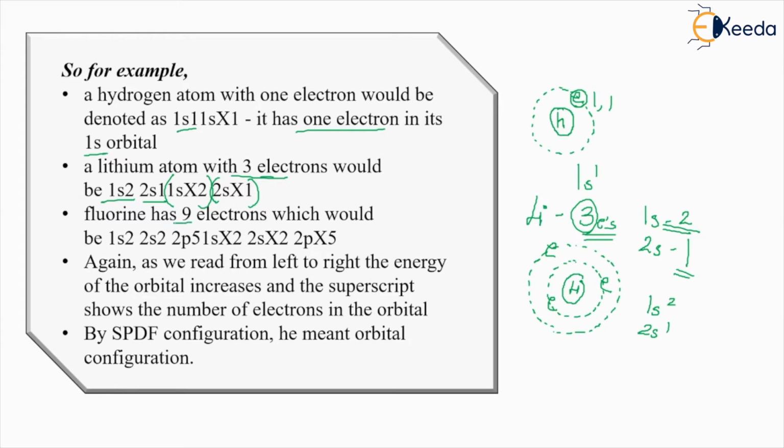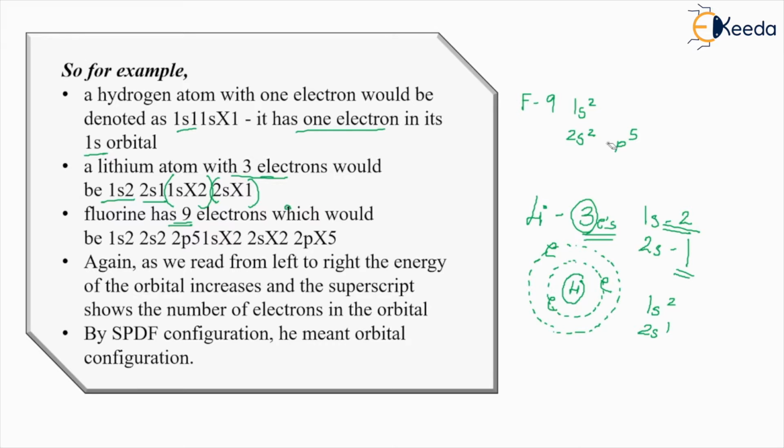Similarly, for fluorine, you have 9 electrons. So how will we do for fluorine? 9 electrons. So let us just make fluorine over here. Let me just erase out the hydrogen, and instead of hydrogen, we will make fluorine. Fluorine with 9 electrons. 1s2, 2s2. So this became 4. Now how many do we have remaining? 5 remaining. So it will become 2p5. So this becomes 1s2, 2s2, 2p5.